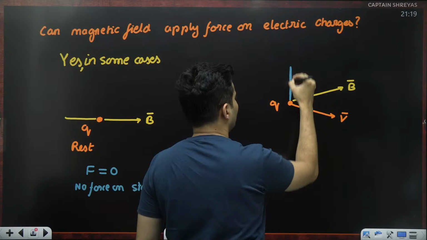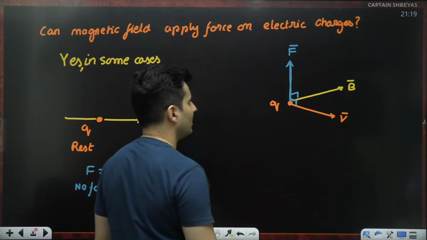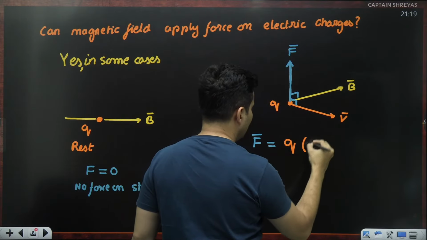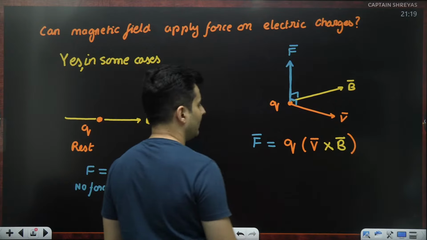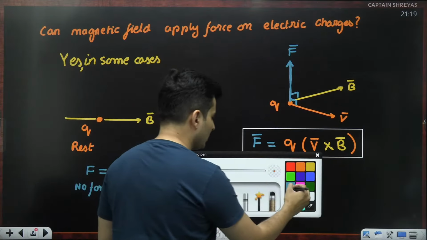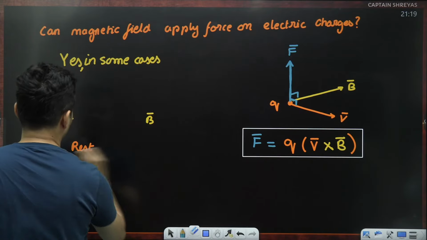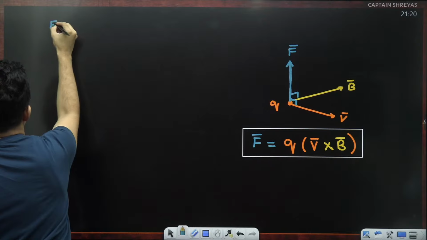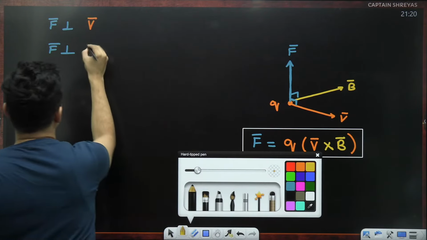So they just saw that the force is perpendicular to both the magnetic field as well as the velocity. Hence they found out that force is nothing but Q into velocity cross producted with the magnetic field. This is what the formula was found to be via experiments. This is experimental. And this force, in the next page, I will write it down. This force was found to be perpendicular to both the velocity as well as the magnetic field.